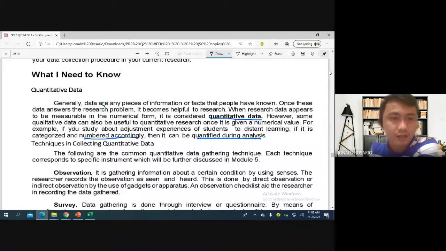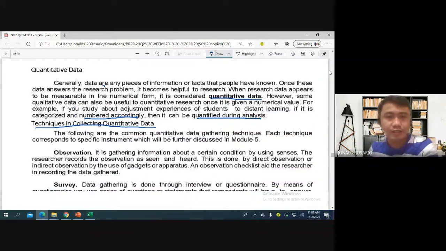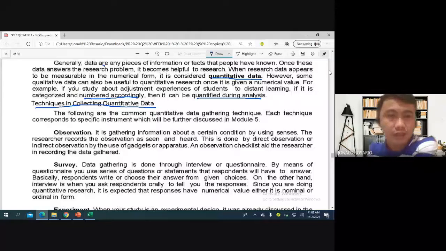Okay, so what are the techniques in collecting quantitative data? Hindi tayo basta-basta kukuha o magko-collect ng mga data na hindi natin alam kung ano yung techniques na gagamitin. Ano ba yung mga common na ginagamit? We can have observation. Okay? Observation. So, pwede tayong gumamit ng observation checklist.